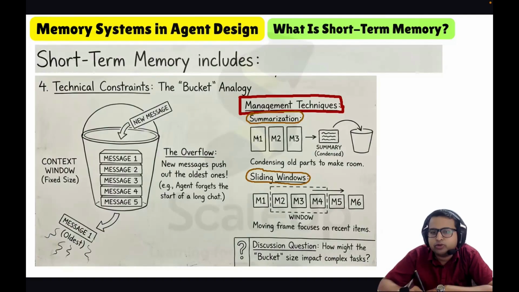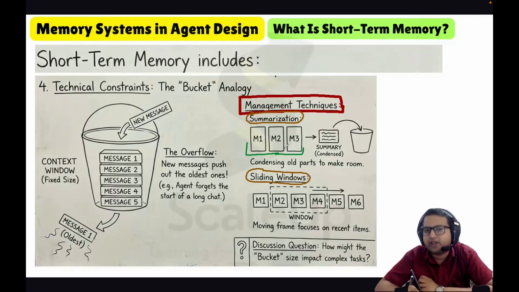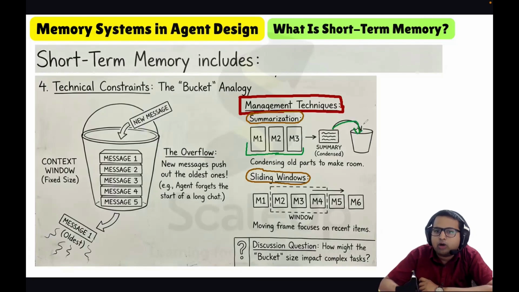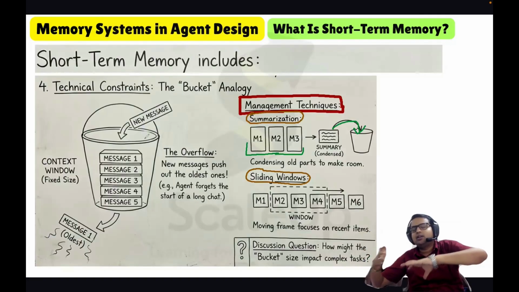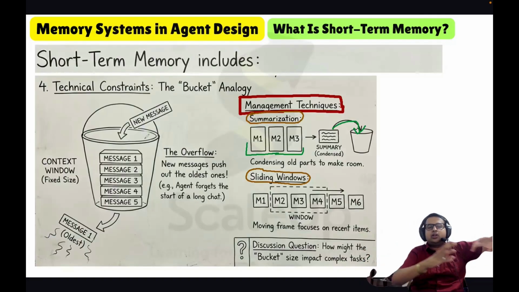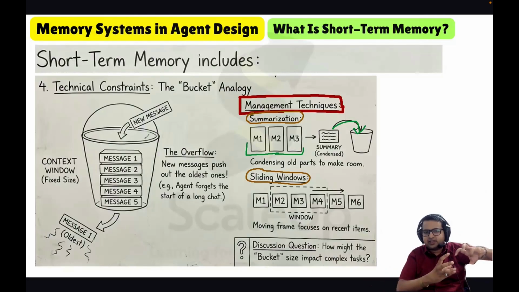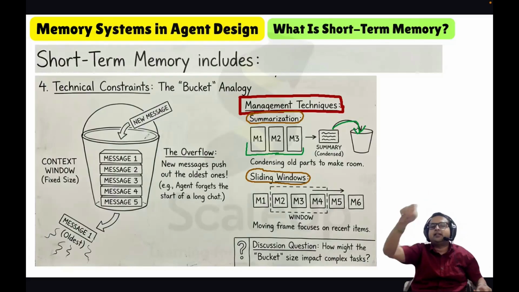So here, let us suppose M1, M2, M3, these are very old messages which are about to get flushed out. So we will combine them, summarize them, and condense them into a single block and add it on top of the bucket. Because of that, when the overflow occurs, instead of just flushing out the oldest messages, we are taking the oldest messages, condensing them, summarizing them, and once again putting them on top of the bucket. So a cycle we are creating.